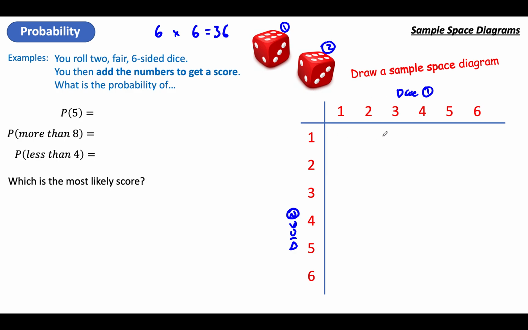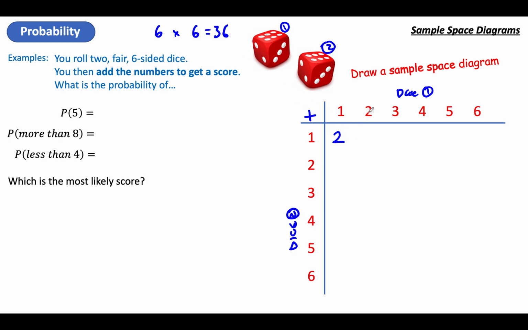Okay, and then we can start filling out the middle of our sample space diagram. Now, what is this one? This says add, isn't it? It said when you add the numbers together, you get a score. So you roll the dice. Let's say I rolled a 1 on my first dice and a 1 on my second dice. That outcome would give me a score of 2. So there is 1 of my 36 outcomes.